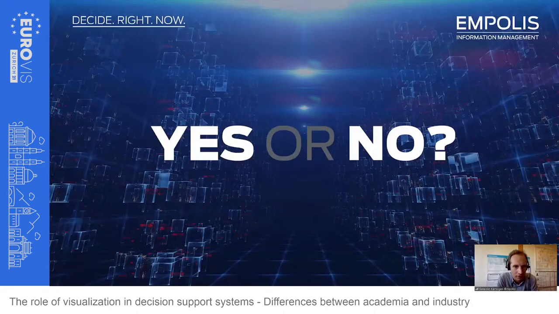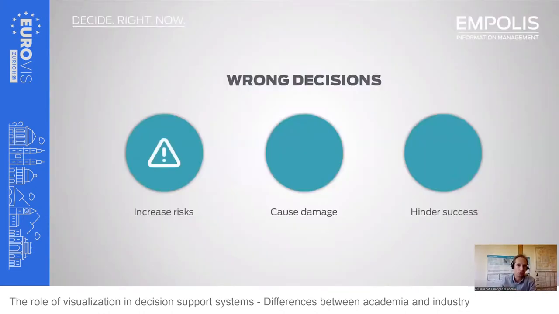So each of you make around 20,000 decisions every single day. And some of them are important, most of them maybe not too much, but some of them really can make a huge difference. And especially in business, wrong decisions increase risks, cause damage, or hinder success.